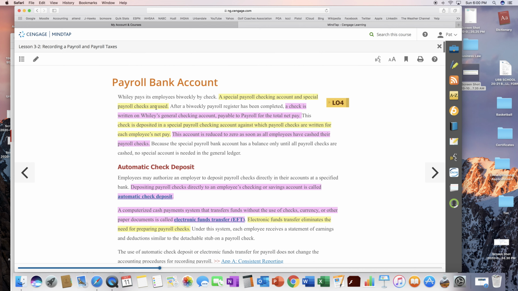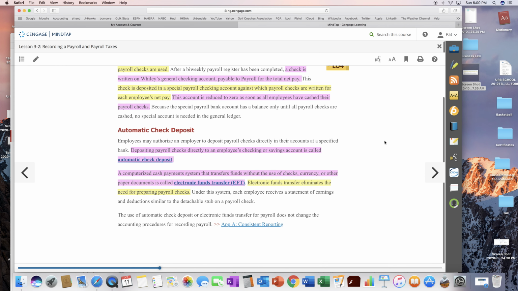So we'll take a check from our general account and pay it to the payroll account to pay the net pay. We'll pay all the other checks from that. So we have a general account and a payroll account. We'll write a check from the general account to the payroll account to cover the total net pay. When we pay everybody, it should go back to zero. There are some checks and balances, so that people aren't getting paid more, or there's no embezzling or anything going on.